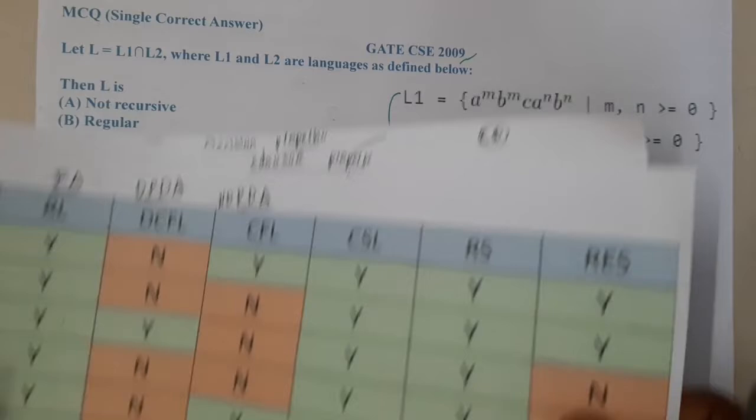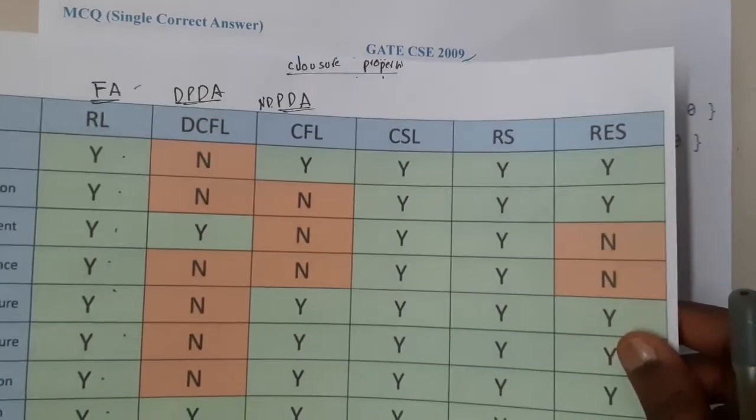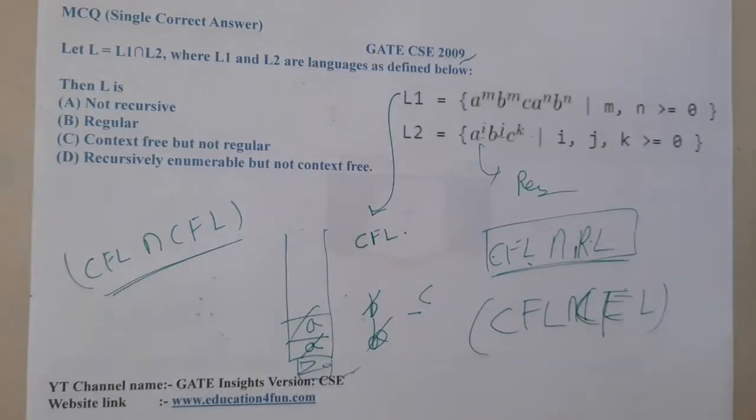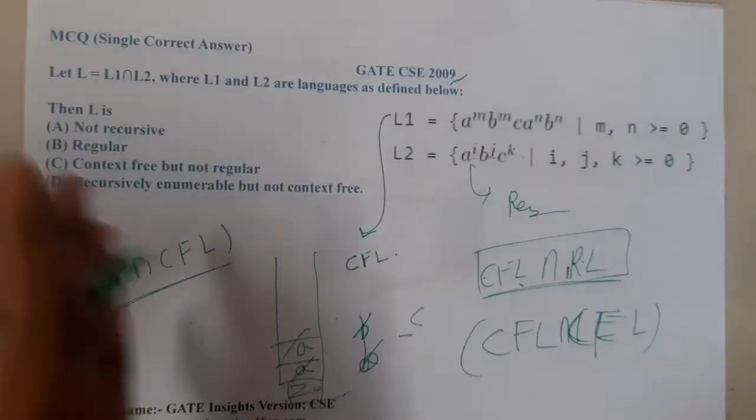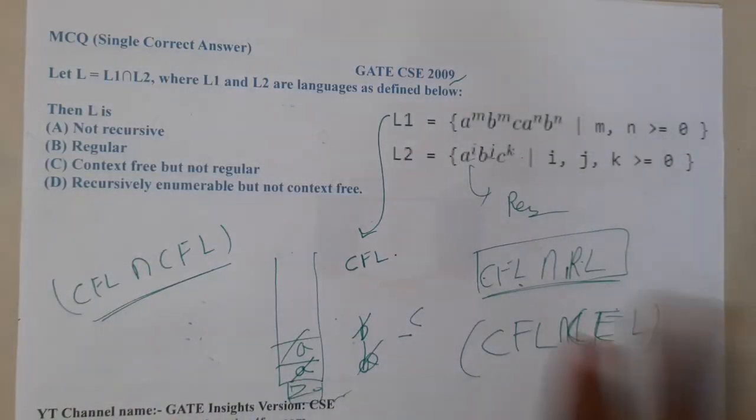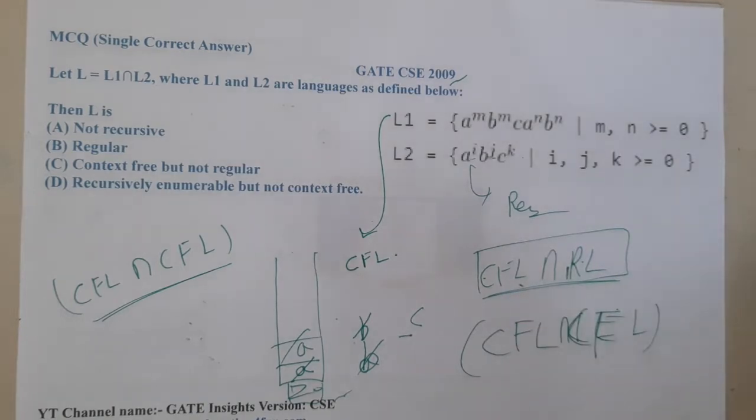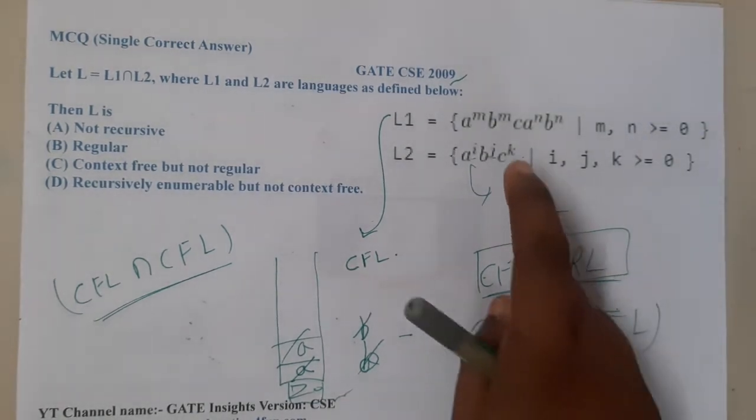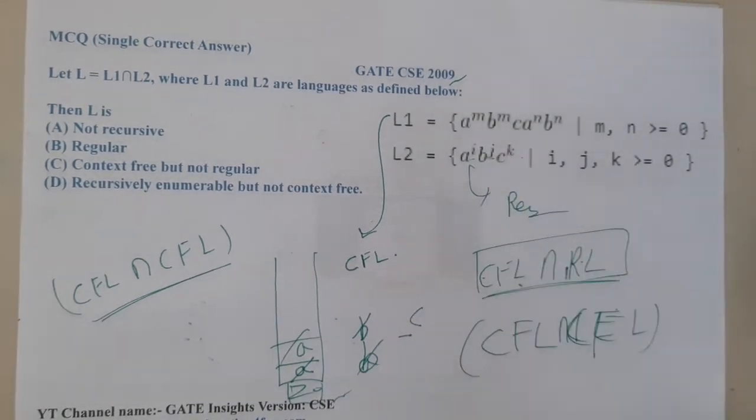When it comes to closure properties, if you recall, CFL is not closed under intersection. So we cannot guarantee whether the result will be a CFL or may not be a CFL. The only thing is you need to check with respect to these two languages' intersection, guys.